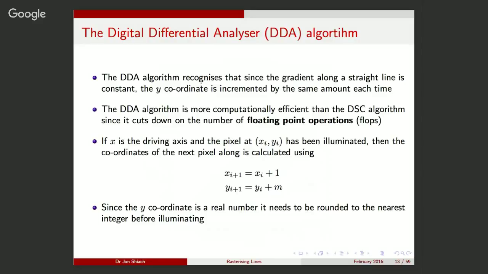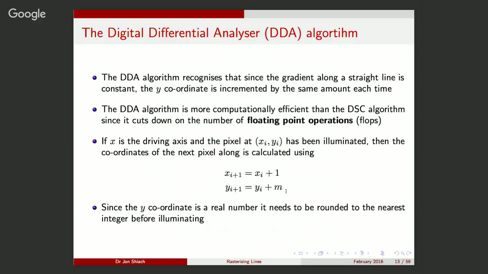What it recognizes is that since the gradient of a straight line is constant throughout all of the line, the Y coordinate is actually being incremented by the same amount. So if you know what one Y coordinate is, you add something to that Y coordinate to get the next one. So if we use X as a driving axis, we simply add one to get the next X coordinate. This subscript i plus one means the next one, and X subscript i means the current one. The next Y coordinate, we just add m to it. All we have to do is add the gradient each time.